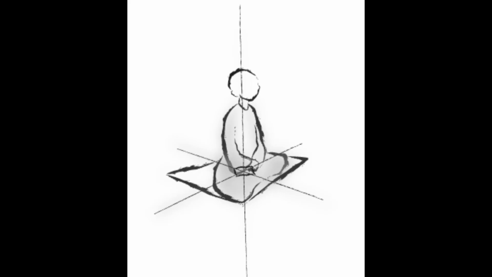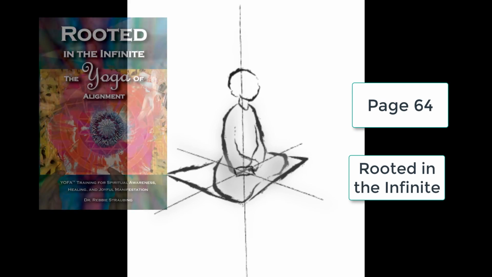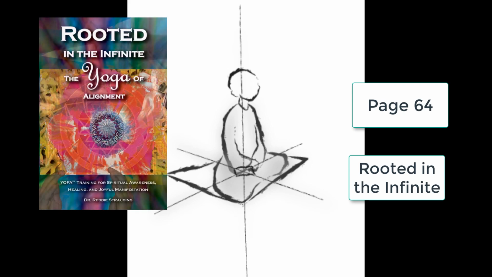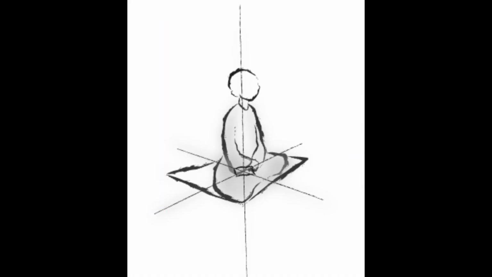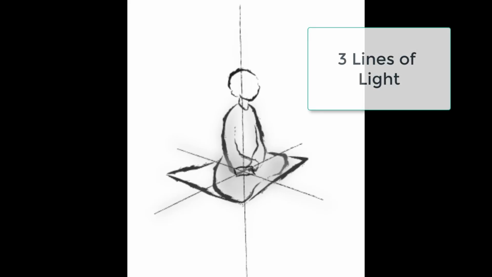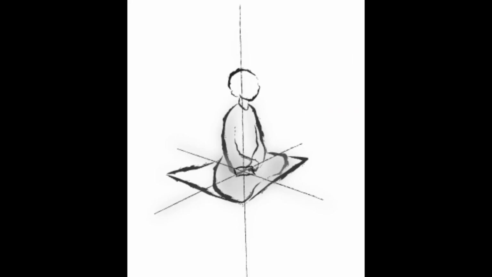on top of this. So you can go and take a look at page 64 in Rooted in the Infinite, and there's a section there called Locating Your Root. This is chapter 6, and there are just a few things that I want you to do in this process. So we're going to find 3 lines of light. And the first one is going sideways.